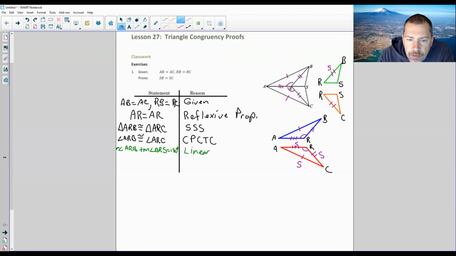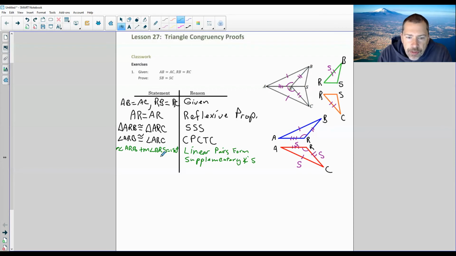Linear pairs form supplementary angles. Let's see. Okay. All right. The measure of ARB plus the measure of BRS equals 180.